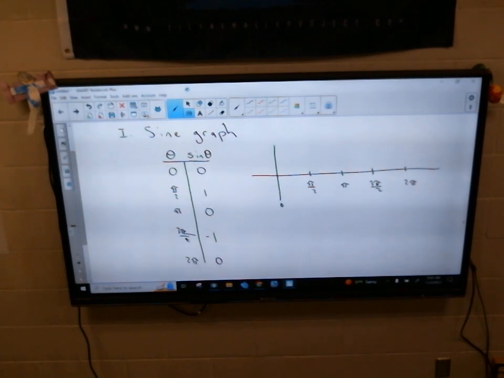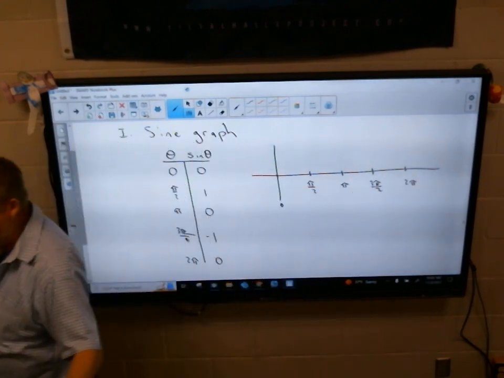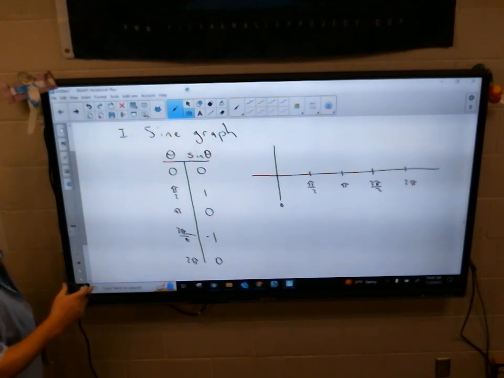So pi over 2. I just want you to understand, on our graph, I'm going to mark them because they're nice and easy to see. But if we actually have a graph with 1, 2, 3, 4, 5, that's where they would fit in. Does that kind of make sense? Yeah. All right. So let's go ahead and graph our points.